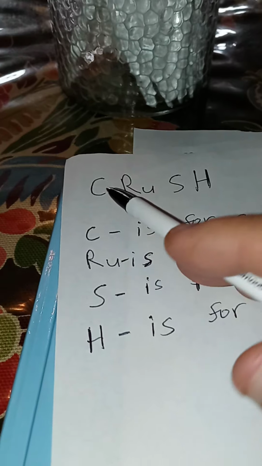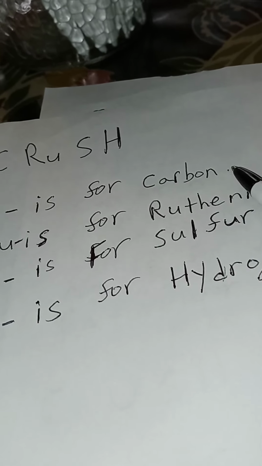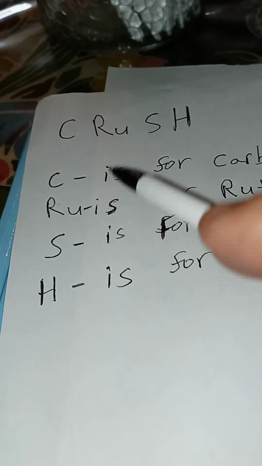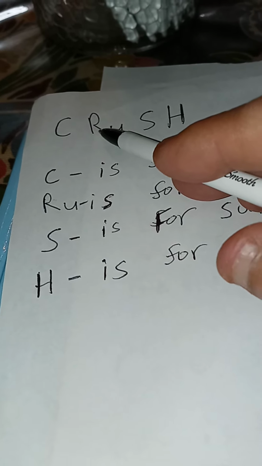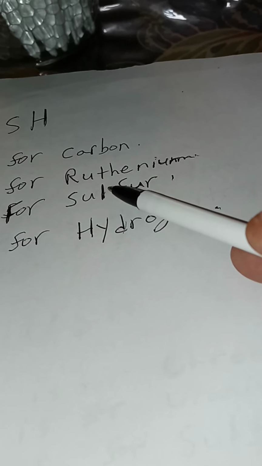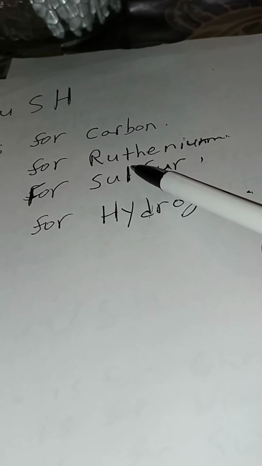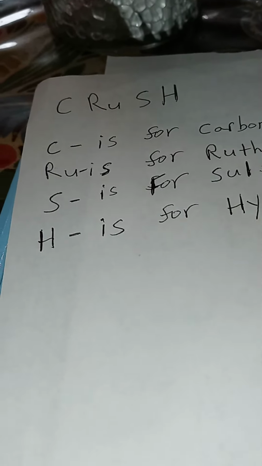Now another way you can write down crush, you can take the CR and break it down, you can separate it. So you can take the C by itself, capital C, and C is for carbon. Capital C-A-R-B-O-N for carbon. Then you take the R and make it into a capital R and a small u. Capital R and a small u is for ruthenium. R-U-T-H-E-N-I-U-M. Ruthenium. Okay?